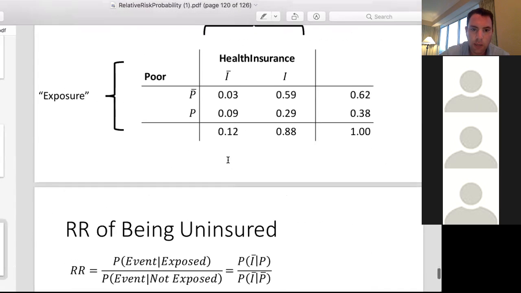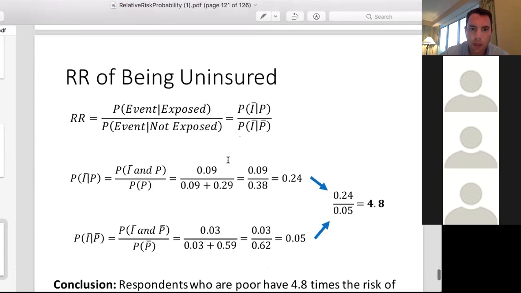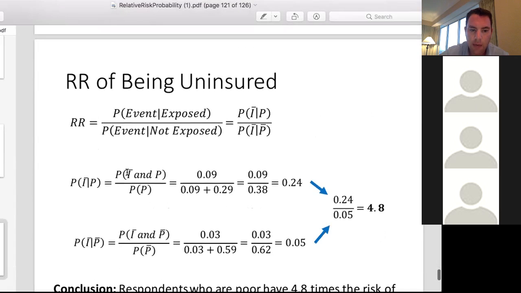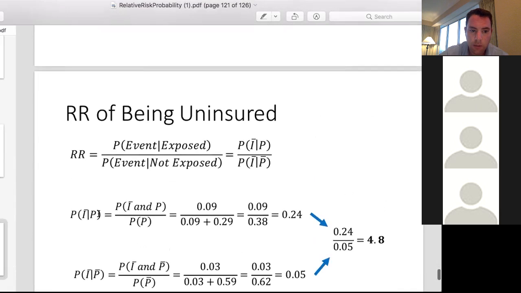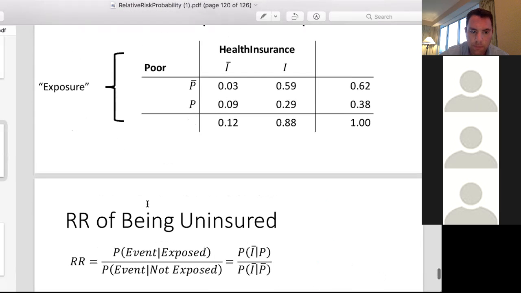So let's look at how we can calculate this. We can calculate this as the probability of not having insurance, given that you're poor, over the probability of not having insurance, given that you're not poor. And we can look here at the chart. Let's try to calculate this. What is the probability of not being insured, given that you're poor? Well, that's a conditional probability. So we could say it's the probability of not having insurance and being poor divided by the probability of being poor. So let's look here at our chart.